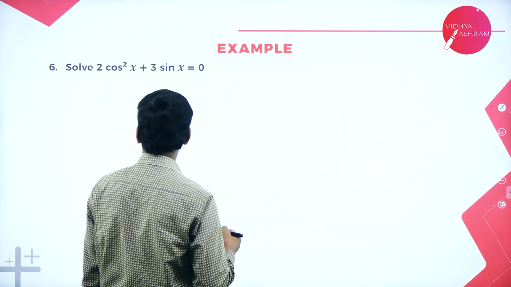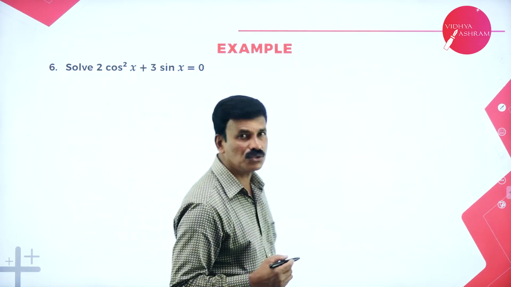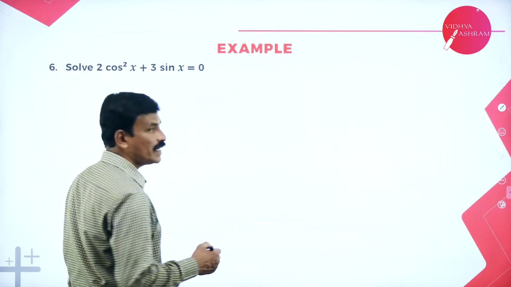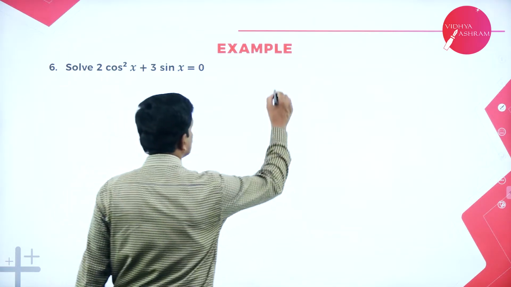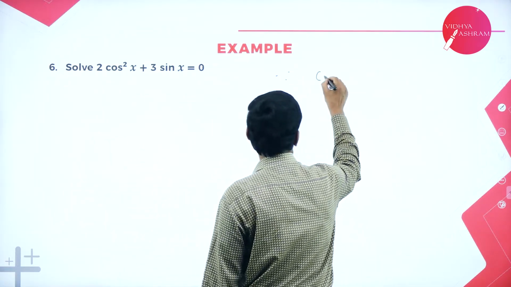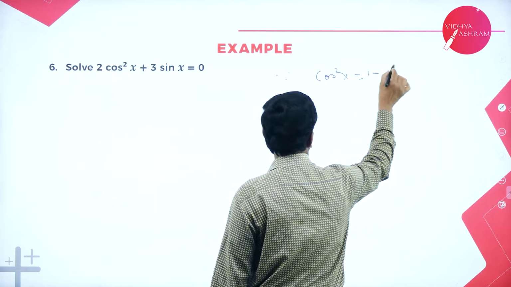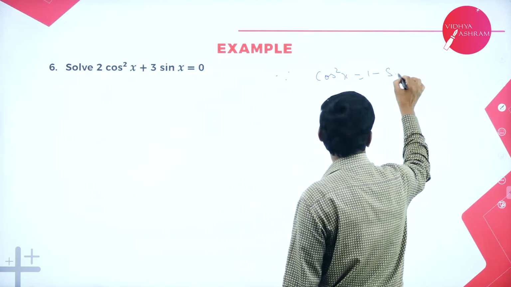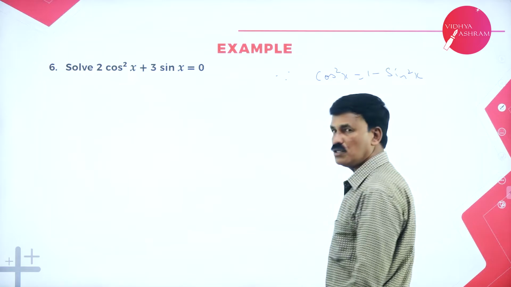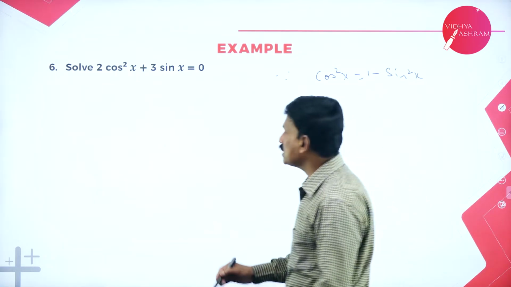Same type: 2 cos square x plus 3 sin x is equal to 0. Now, let us convert this cos square to sine, since we know that cos square theta is equal to 1 minus sine square theta.